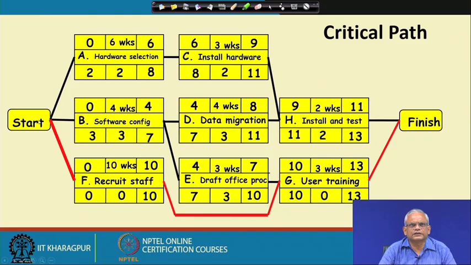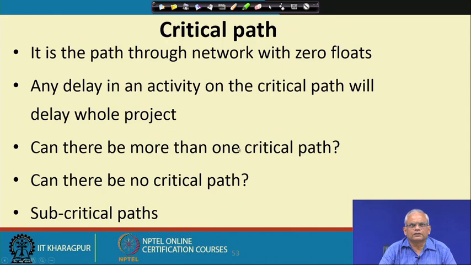The critical activities here are the activities F and G. The critical path, as we saw, is the path through the network with 0 float. It is very important for the project manager to pay careful attention to the critical activities, because any delay on a critical activity will delay the whole project.